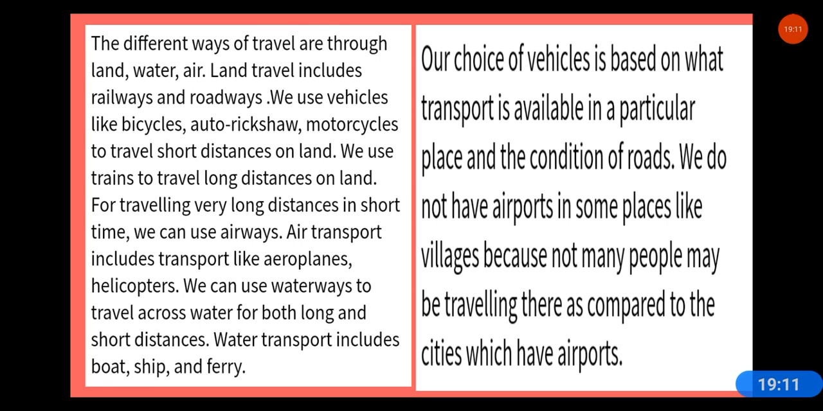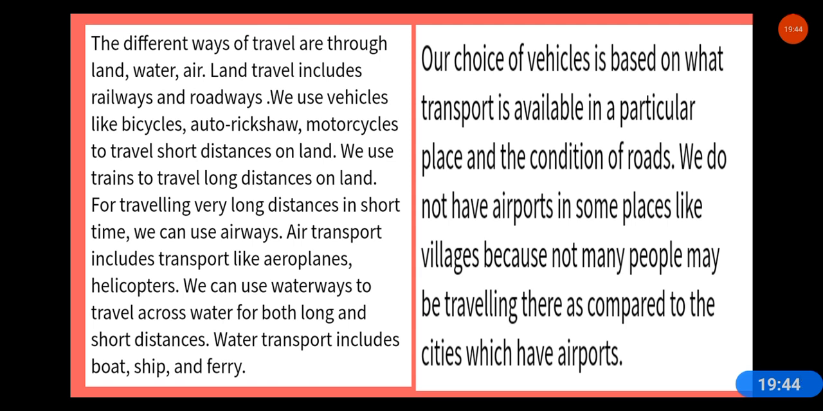Railways include trains, right? And we use vehicles like bicycle, auto rickshaw, motorcycle to travel short distances on land. We use trains to travel long distances. For traveling very long distance in short time, we can use airways. Air transport includes airplanes, helicopters. We can use waterways too to travel across water for both long and short distances. Water transport includes boats, ships, and ferry.